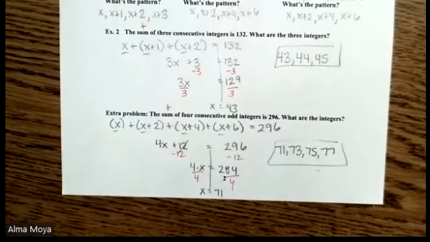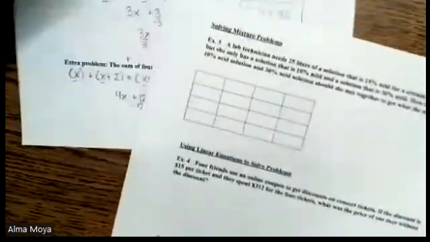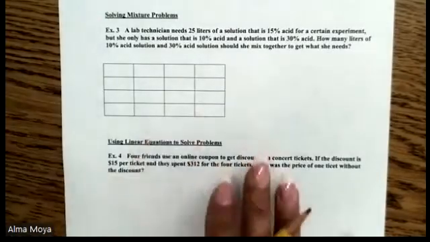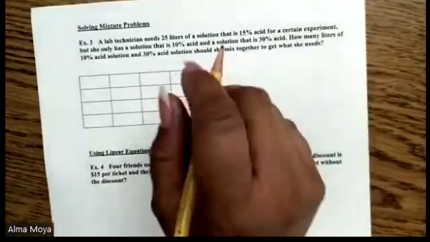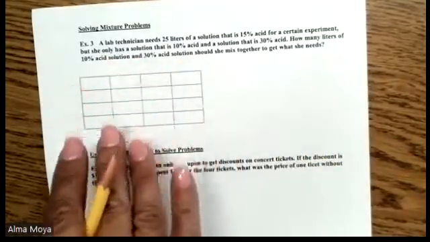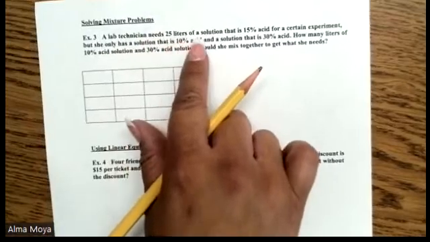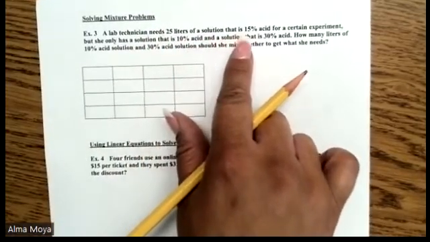All right. Next, we're going to go into some mixture problems. So right here on these mixture problems, I'm going to go ahead and read it out first, and then we'll fill in the chart. So it says a lab technician needs 25 liters of a solution that is 15%.